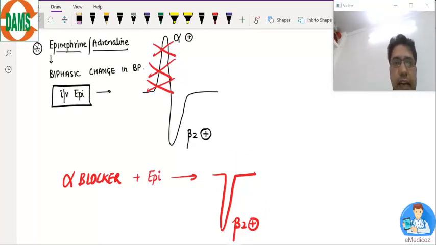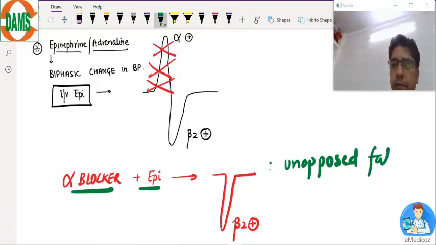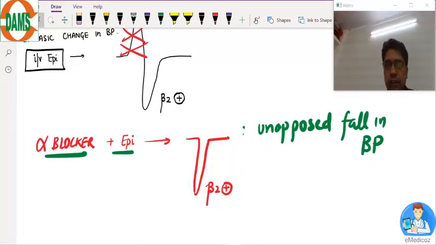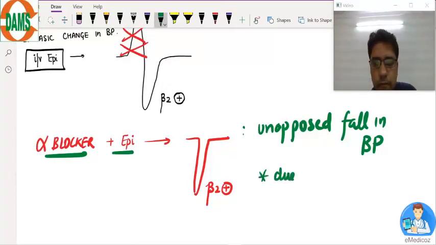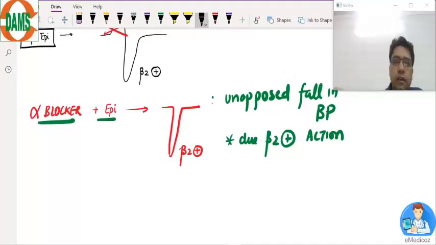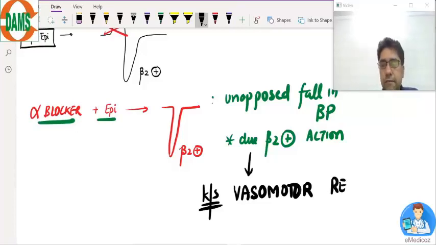So can we say that alpha blocker with epinephrine leads to unopposed fall in BP? Do you agree with this point? Unopposed fall in BP due to beta 2 action. This property is known as vasomotor reversal of Dale.